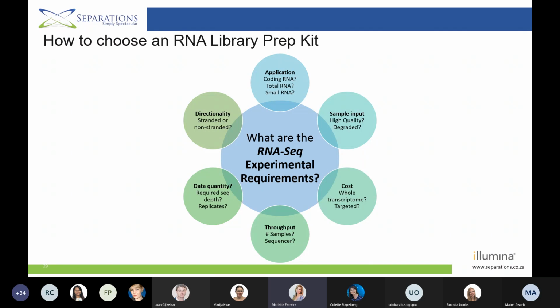Your throughput, so how many samples do you have? Depending on the number of samples you have, we would have to choose the appropriate sequencer. Your data quality: what sequencing depth do you require, and would you require any replicates? And directionality is another question. Do you want the stranded or the non-stranded information for your RNA?